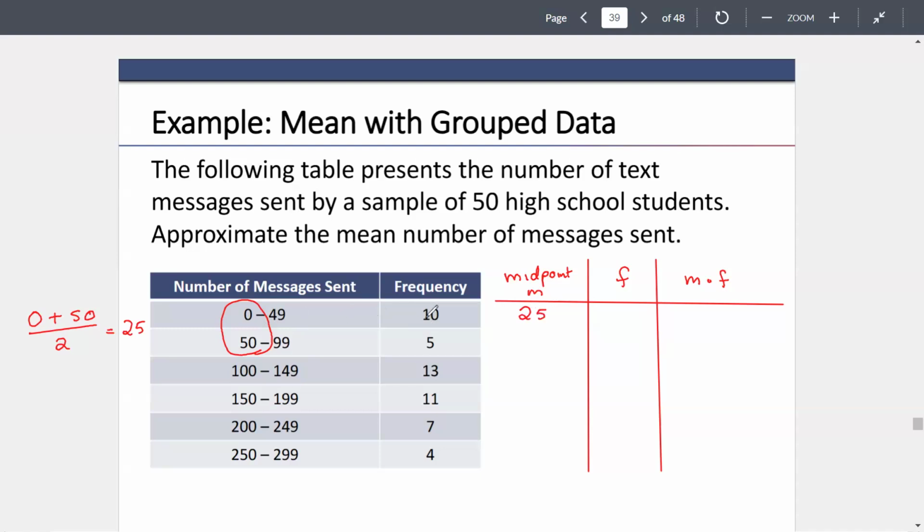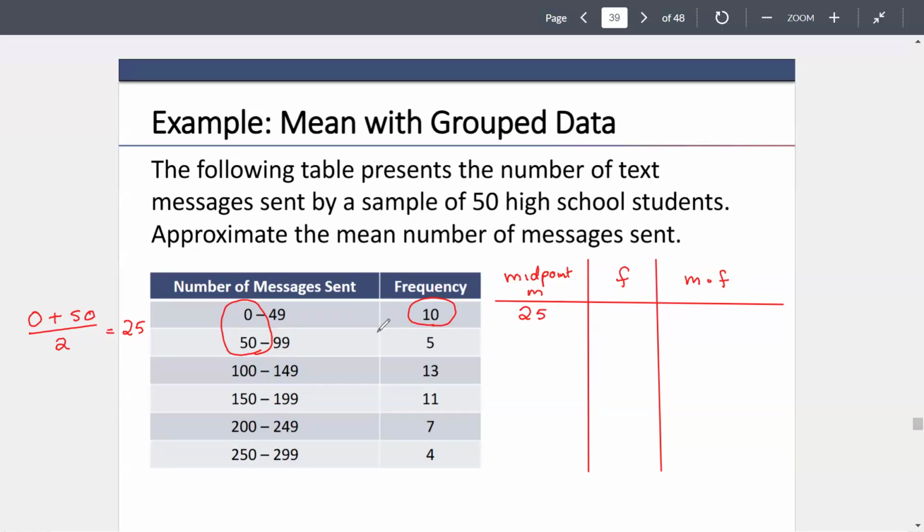We have 10 numbers in this data set. This is the number of text messages by a sample of 50 high schoolers. What we see here is that 10 of those high schoolers sent between 0 and 49 messages. We're going to average it, because I don't know how many sent 1 or how many sent 49. We'll assign them all 25. They sent 25 messages. So this is an estimate. We're just trying to make a guess of what the value could have been.